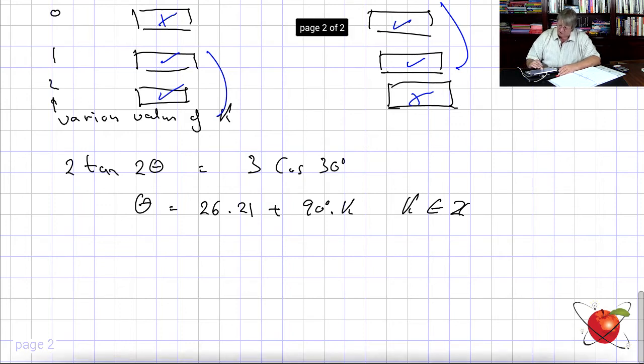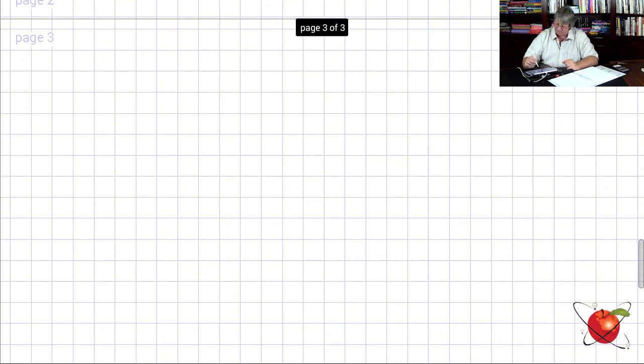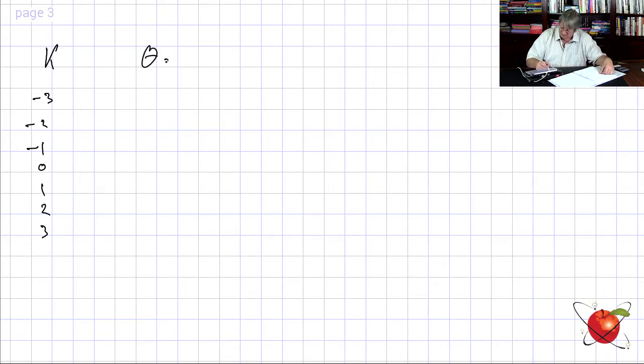Now, what did I say we do? Okay? Let's take this and slide it down, because I'm now going to draw a table with various values of k. I said we draw a table and we put k, and I started with -3, -2, -1, 0, 1, 2, 3. Over here, I put my theta. Theta was 26.21 degrees plus 90 times k.